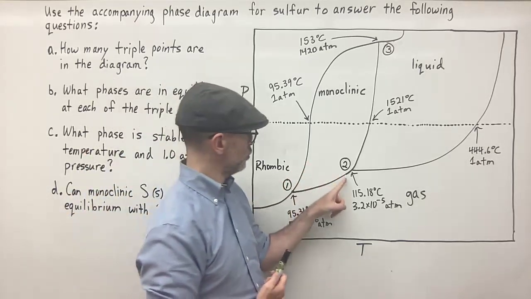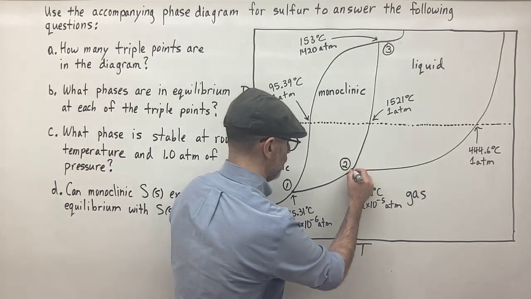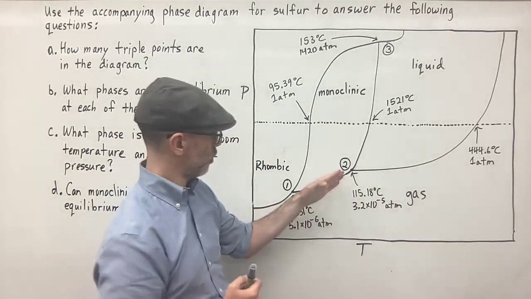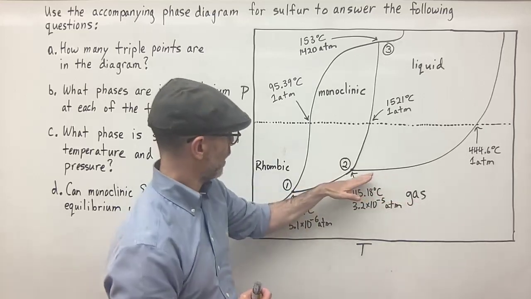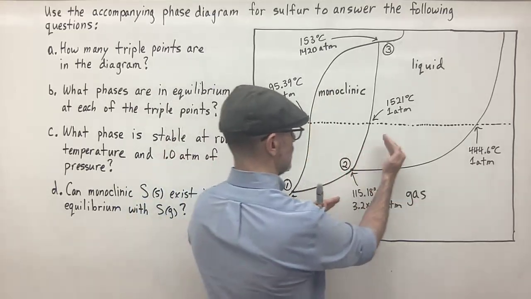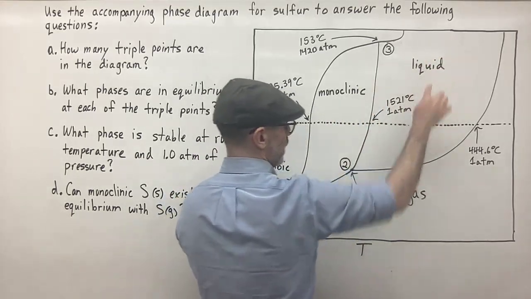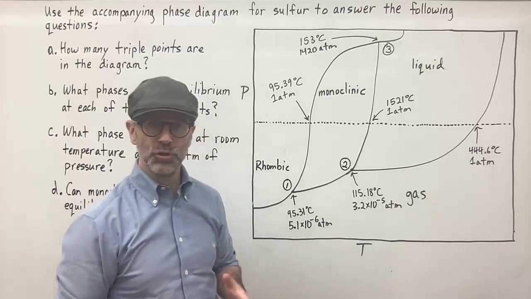What about number 2? So again, if I'm looking at this triple point here, then I'm looking at all the phases that are in contact with that point. So if I go to this side of the point, that's the gas phase. If I go to this side of the point, that's the monoclinic. And then on this side of the point, I've got the liquid. So the monoclinic, liquid, and gas phases are all at equilibrium at that triple point.